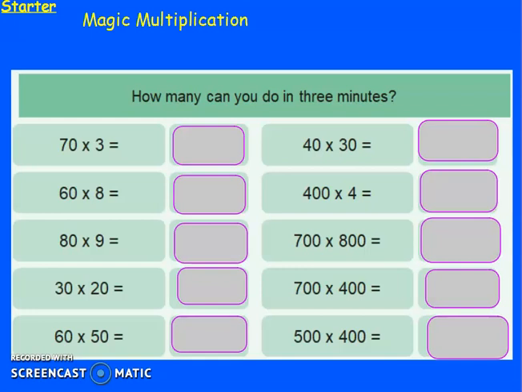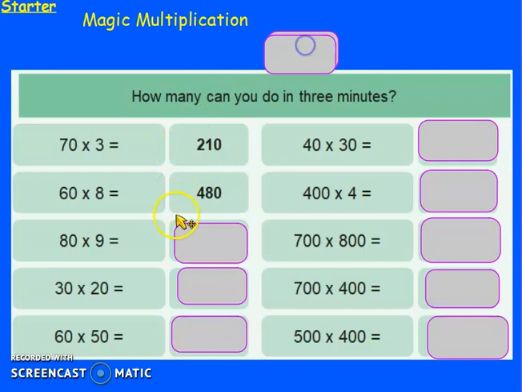Welcome back, Year 4. Have you had a go at these? Did you find any of them tricky? Let's see if you can mark them as we go through the answers. I'm going to reveal them one at a time, and you can tick them off.